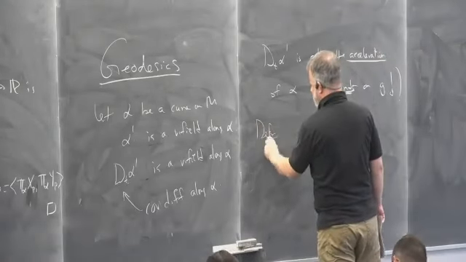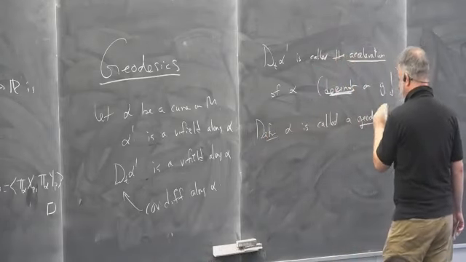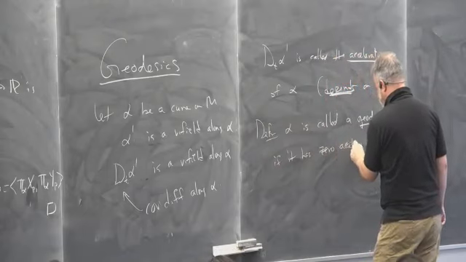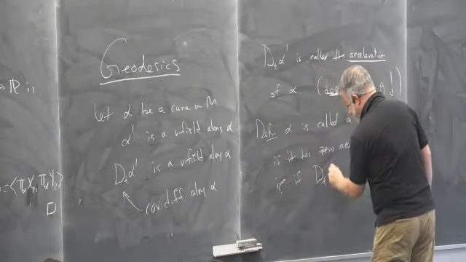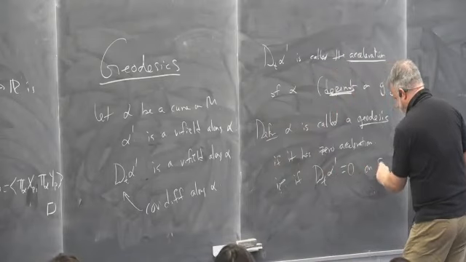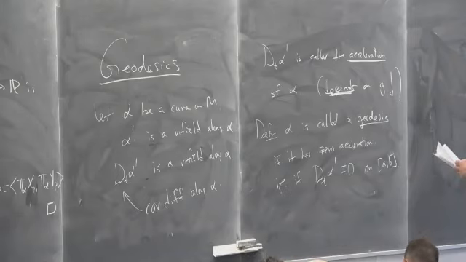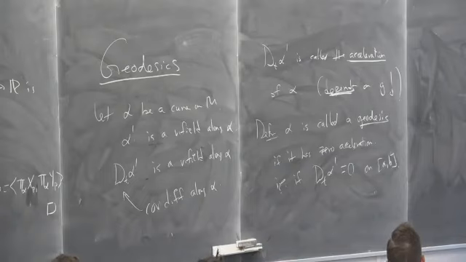And now we make a definition. Alpha is called a geodesic if it has zero acceleration, i.e., if D_t alpha prime equals zero on the domain of this curve. Okay, so that's the definition. We want to show now that if I give you a point in the manifold and an initial velocity at that point, then there will exist a geodesic with that initial point and that initial velocity, but it may not exist for a long time. It might just exist for a small time.